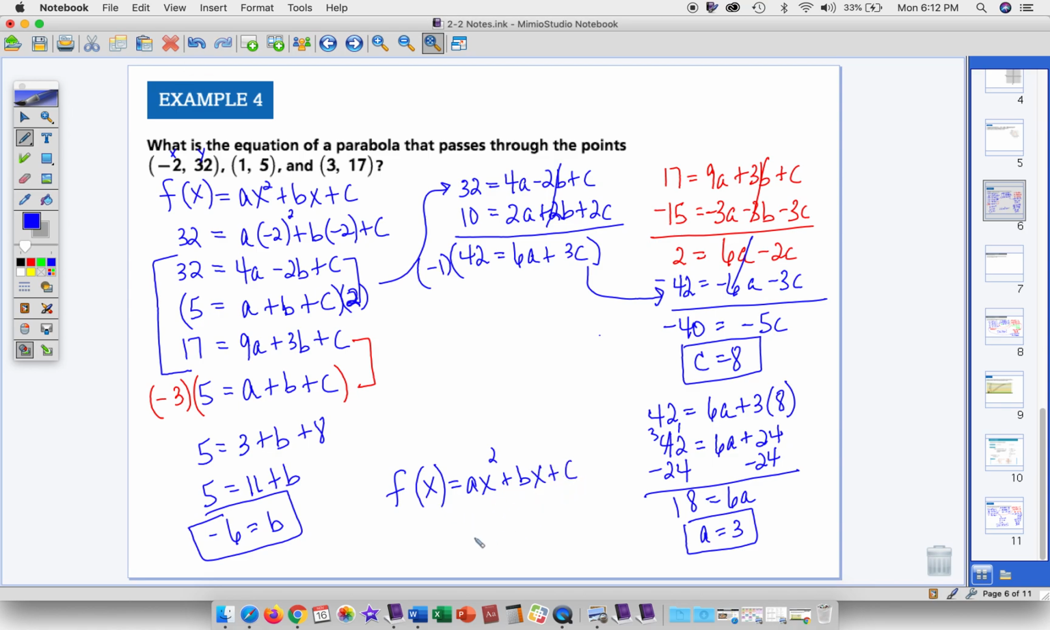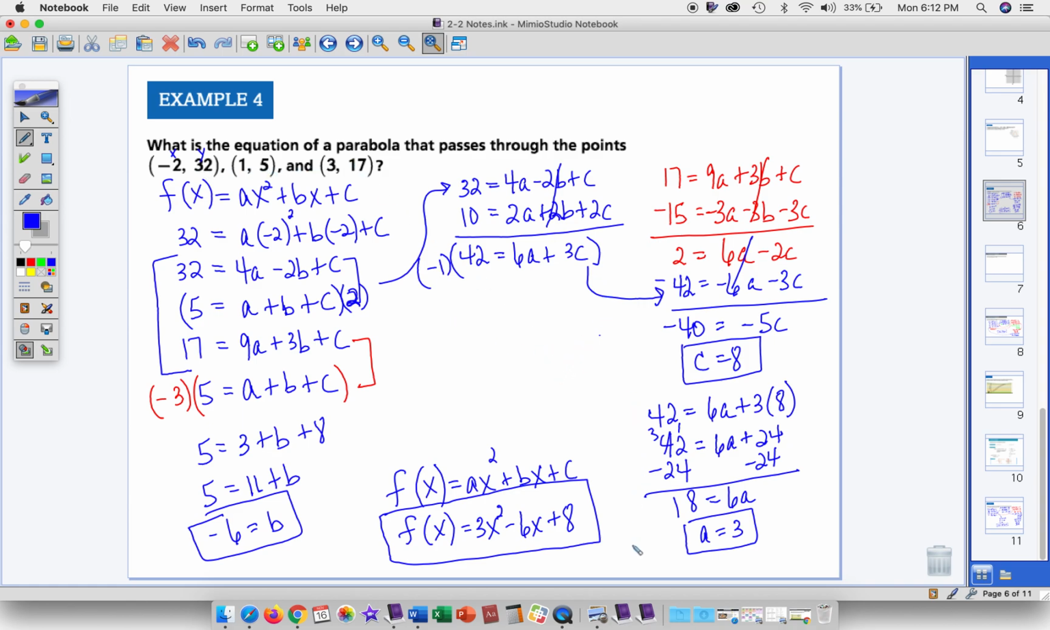And I can plug in the three unknowns. So I get f of x is equal to a is 3, so it's 3x squared. B is -6, so it's -6x. And c is 8, so plus 8. And there is the standard form of the parabola that would go through these 3 points.